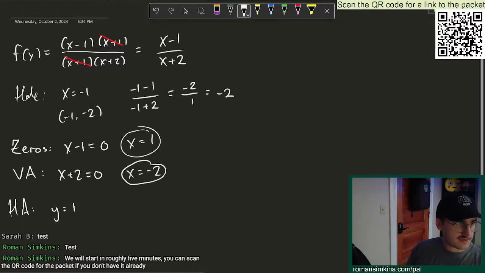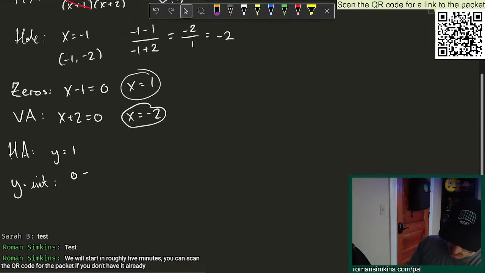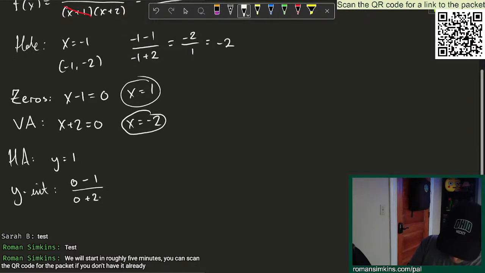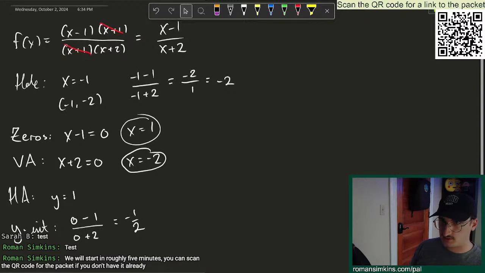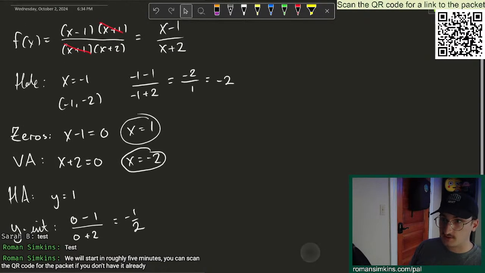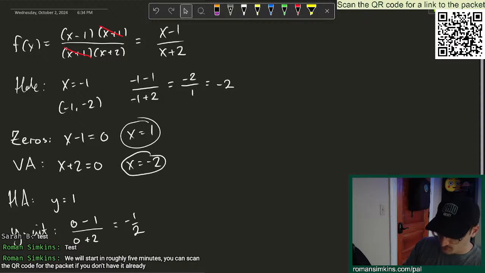Now we want to set x equal to 0 and solve for the y-intercept. So if I let x equal 0 in my function, we have 0 minus 1 over 0 plus 2, and this is going to become -1/2. Okay, so now that we have all this information, we're going to make a sign diagram out of everything we've done thus far.